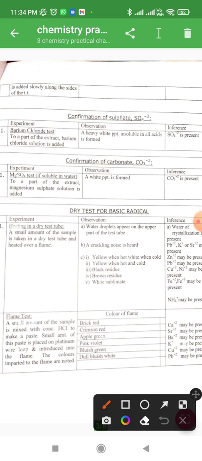But in calcium chloride, definitely sulfate is not there. So what you have to write? No heavy white precipitate insoluble in all acids is formed. So you have to write: sulfate is absent.